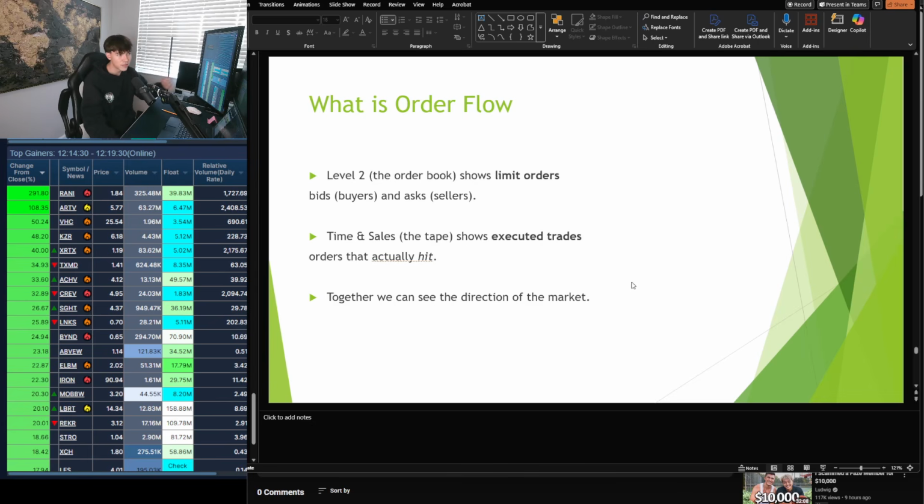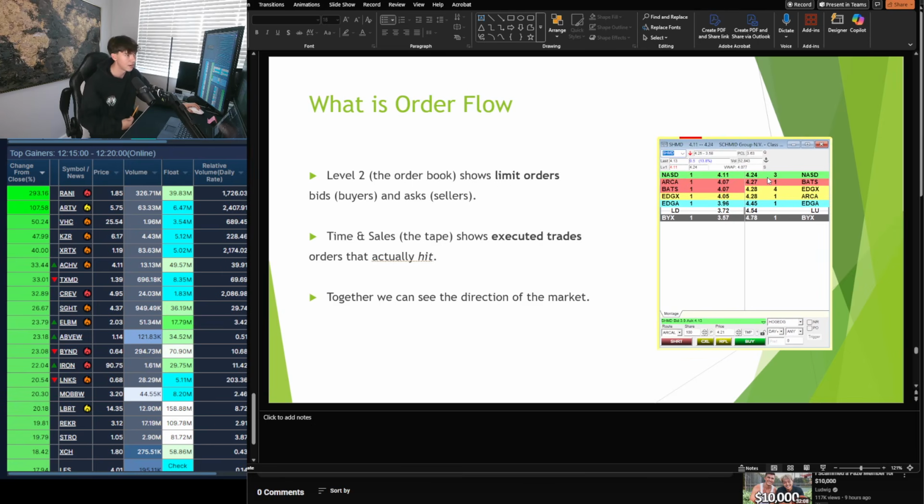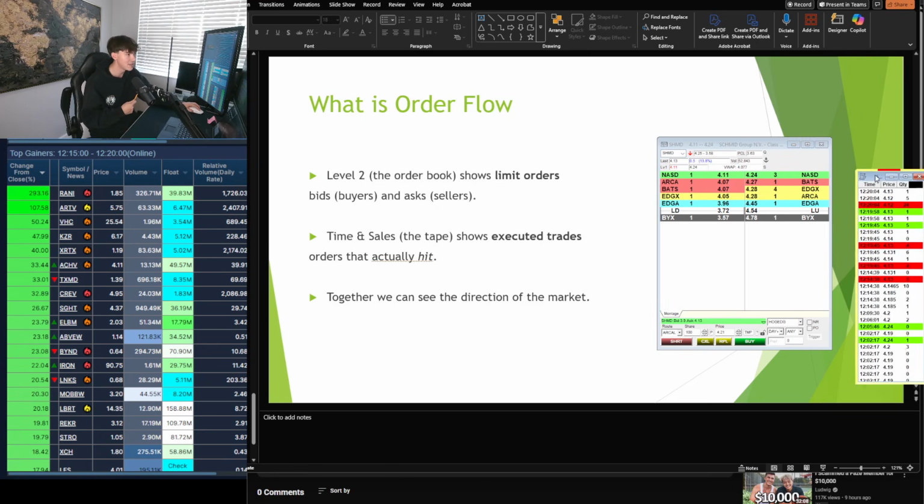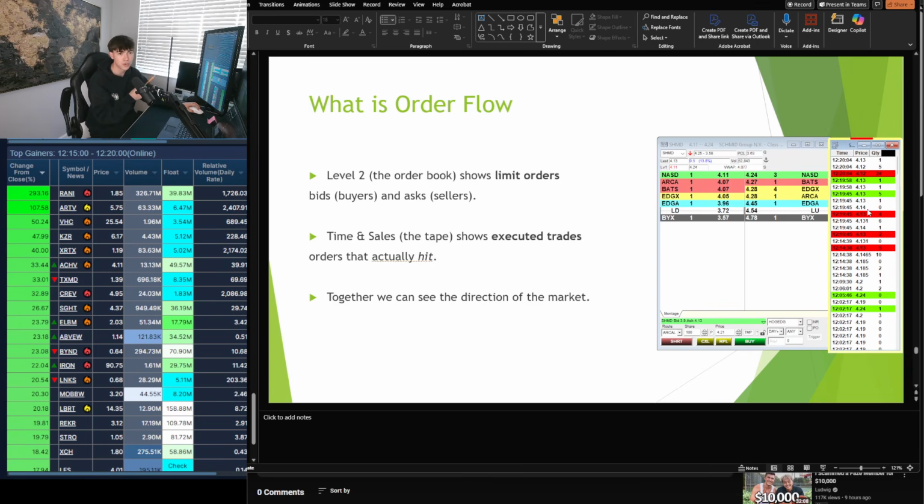So level two, what is order flow? The level two that we see here is primarily going to be limit orders placed on the market that haven't been filled yet. And then we have the time and sales, which actively shows you orders that go through the level two that get filled. And those are the prices that they went through the order at. So that's what executed trades are, orders that actually hit, is the way I put it.